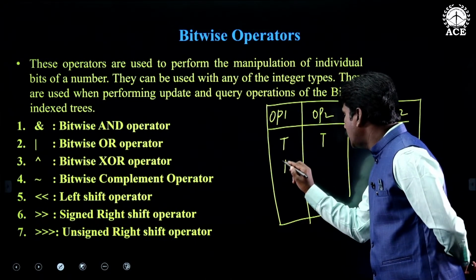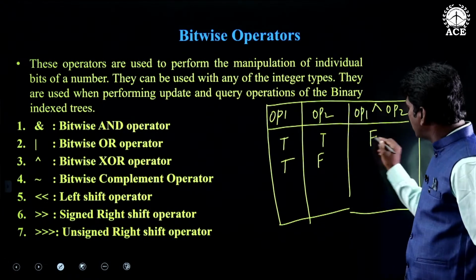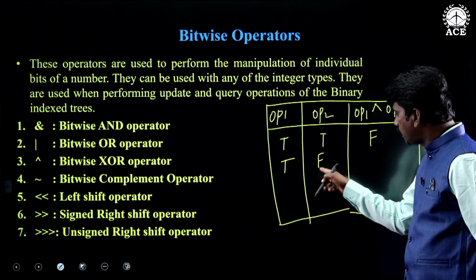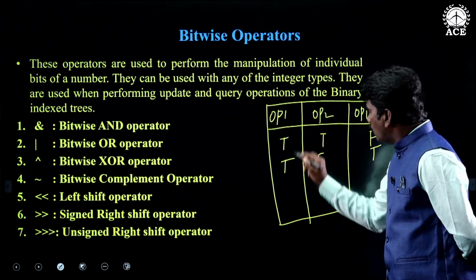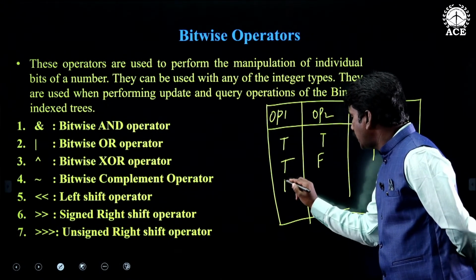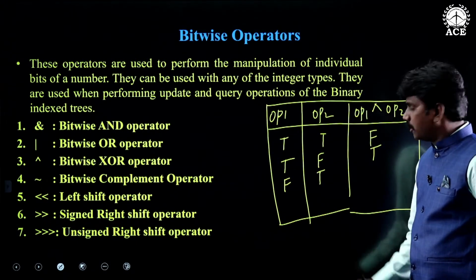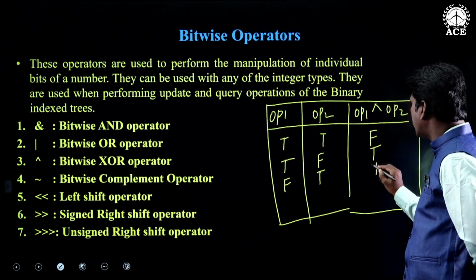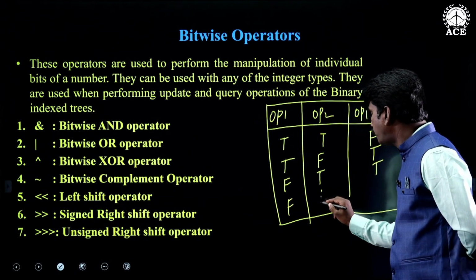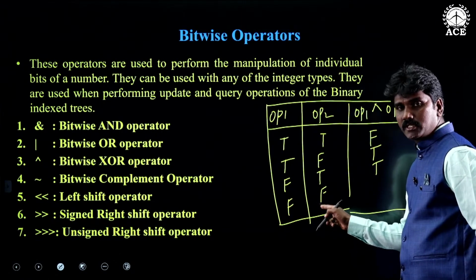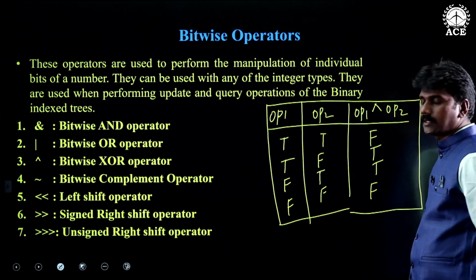The first operand is true and the second one is false. In this case, what is the result? Both are different, so different means true. Now OP1 is false and OP2 is true. In this case, both are different, so the result is true. Next one, the final one, both are false, both are same, so the result is going to be false.